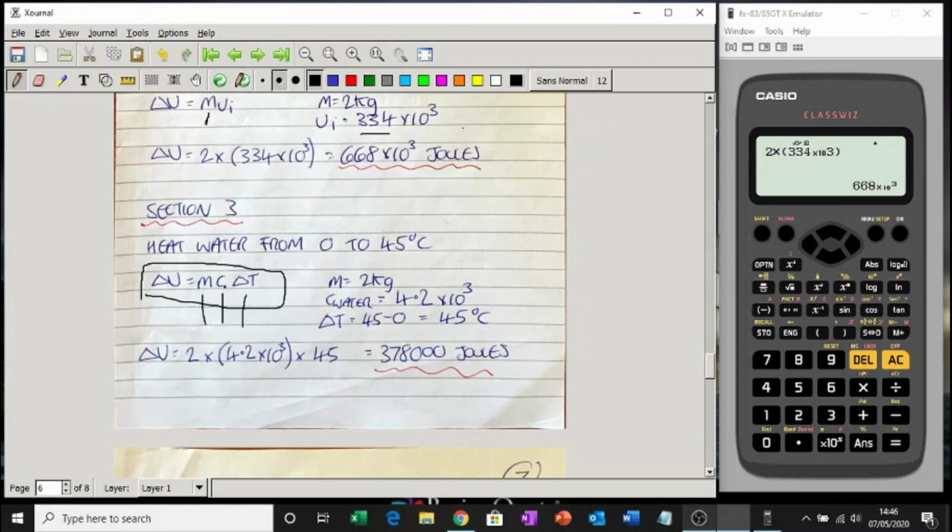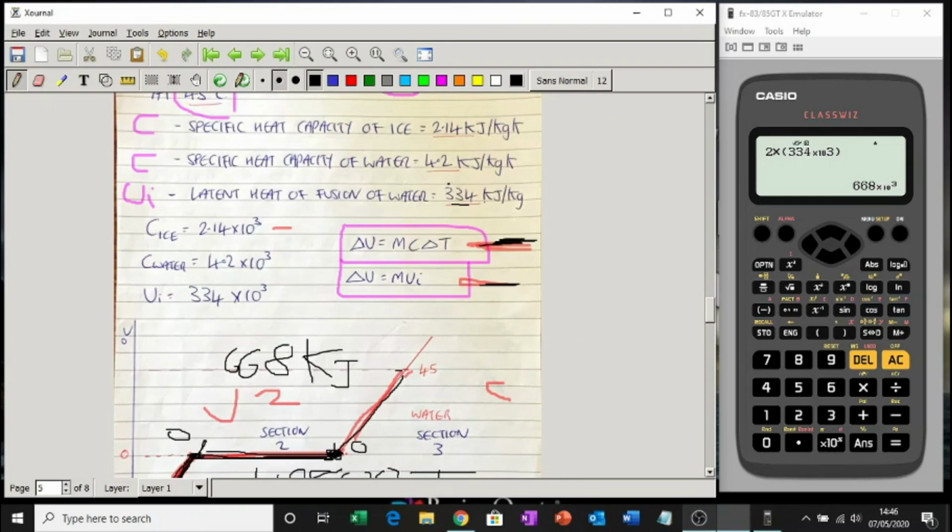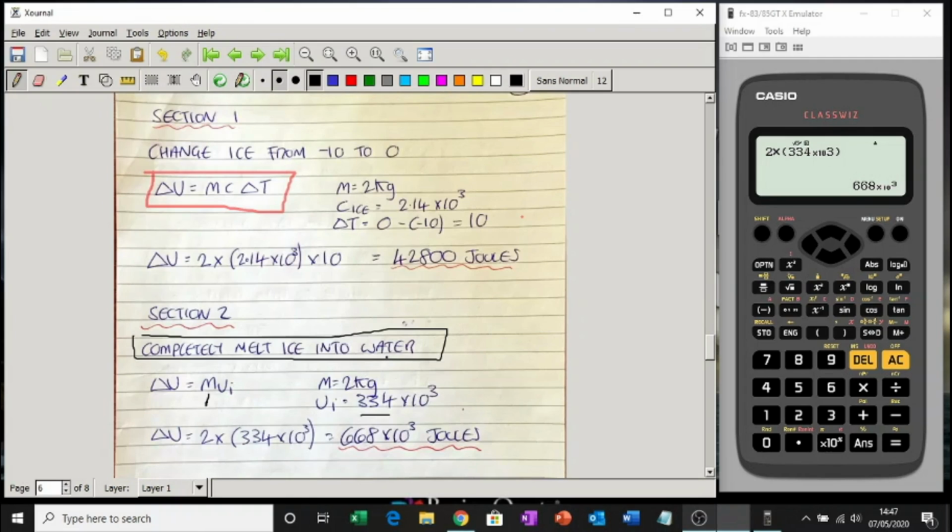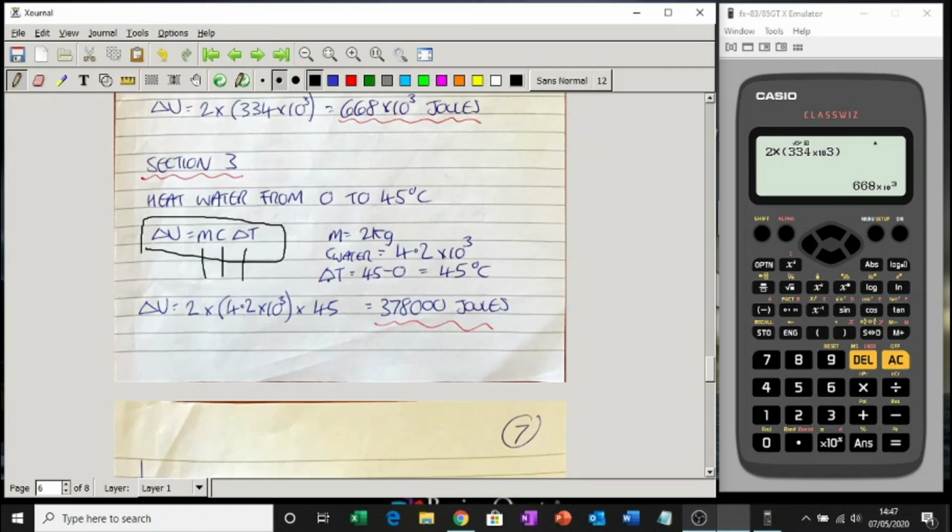So C is 4.2 kilo. The mass is 2, and the change in temperature is down here. Change in temperature is 45 minus 0, so it's 45. So put that in your calculator. So it's 2 times 4.2 times 45. 378. You could do that if you want to. So that's how much energy we need to heat the water from 0 up to 45, 378.